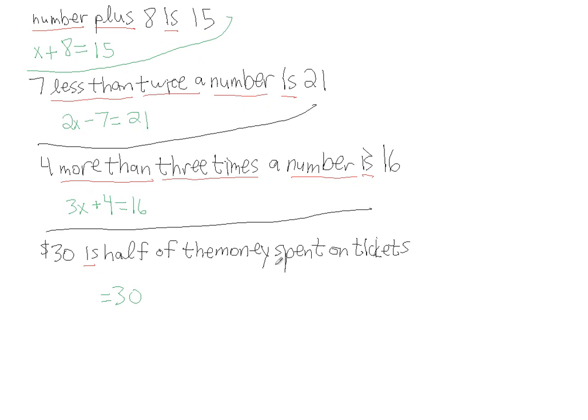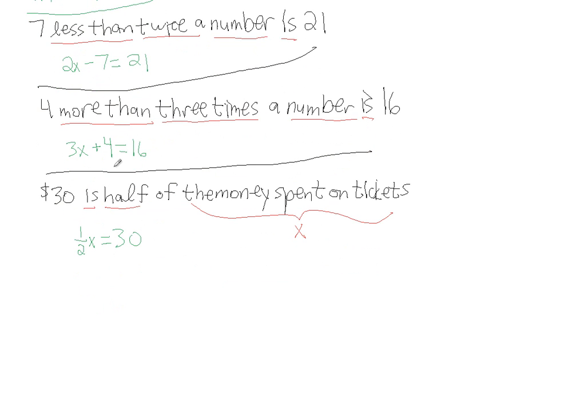Then we have half of the money spent on tickets. Well, if we let x be the amount of money spent on tickets, well, half of the money spent on tickets is half of x. So 1/2 x equals 30. $30 is half of the money spent on tickets, and we're defining the money spent on tickets as x. Okay, so these are a few expressions that we can use keywords. We can pull out the keywords, and we can actually turn them into an equation.